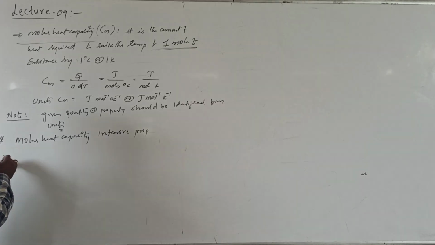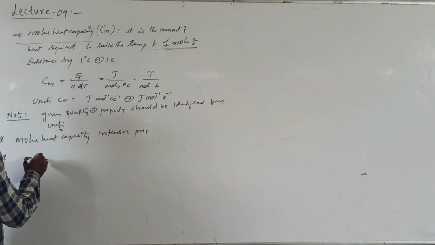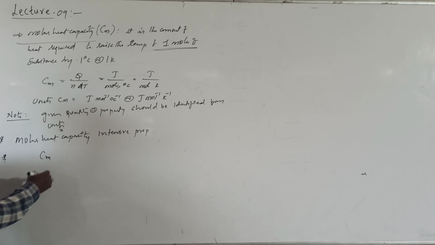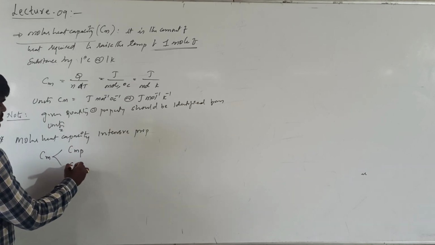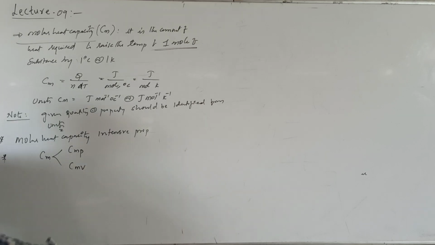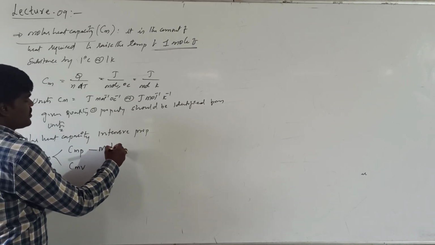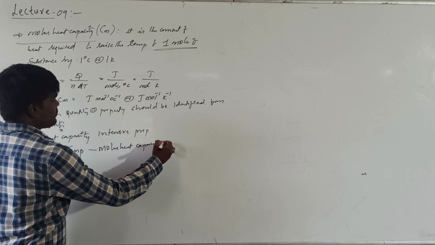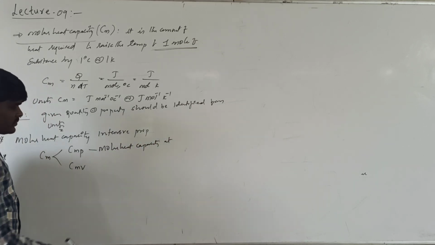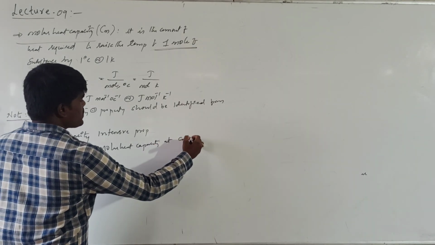There are basically two types of molar heat capacity: molar heat capacity at constant pressure as well as molar heat capacity at constant volume. What is meant by this? This means that molar heat capacity at a constant, what is this?